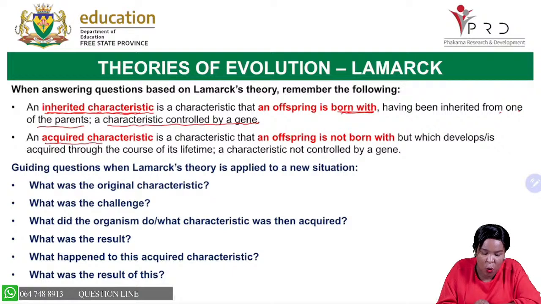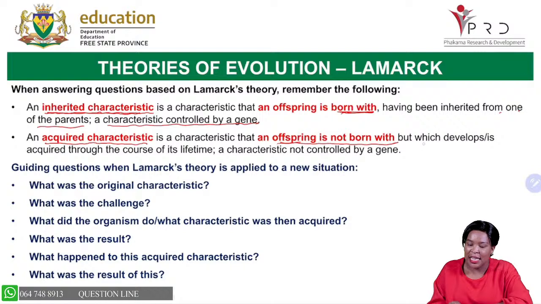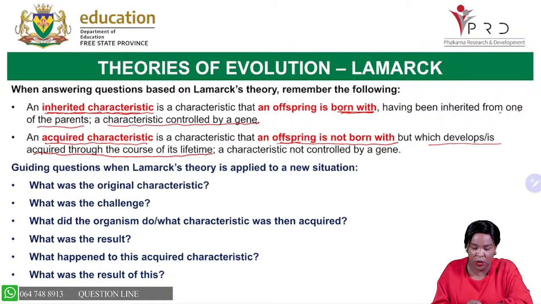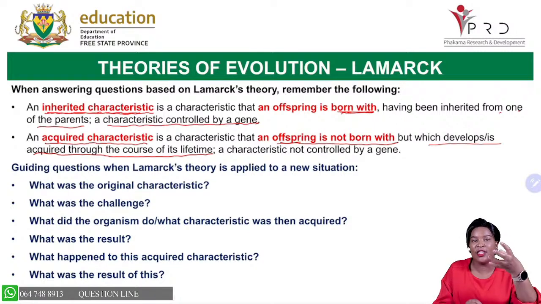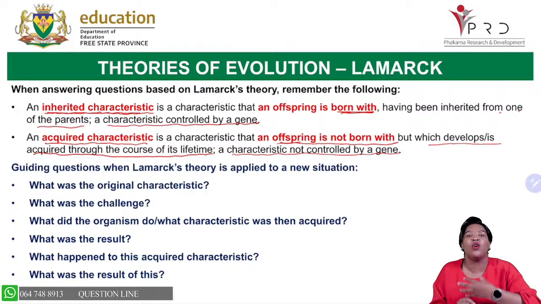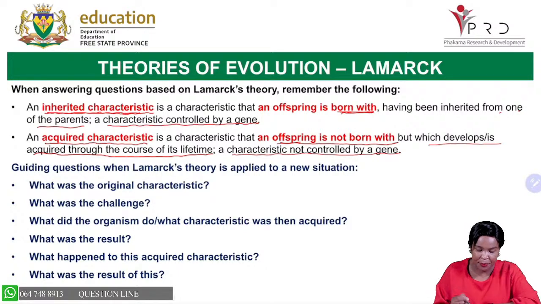Then, what is an acquired characteristic? An acquired characteristic is a characteristic that an offspring is not born with. So you are not born with this one, but it is going to develop through the course of the lifetime of an organism. So whatever you do while you are living, whatever you are acquiring, is an acquired characteristic. You acquire it throughout your lifetime. And this characteristic is not controlled by a gene, because you are already born with your full set of genes, but you are acquiring a characteristic during your lifetime.